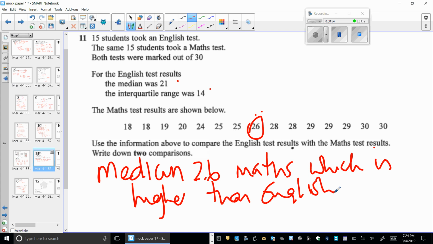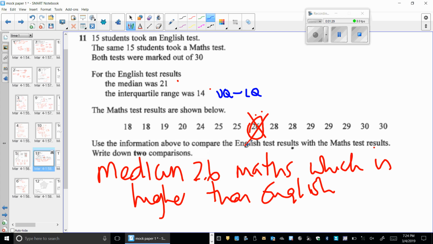I've identified what they are. So that's one comparison. Next thing we need to know is the interquartile range. So the interquartile range means that we need to find out what the upper quartile, subtract the lower quartile is. So the upper quartile, that's the top half of the data. So when you've got an odd number of data, 1, 2, 3, 4, 5, 6, 7 in total, then you would discount the median when you're trying to find the upper and lower quartile.